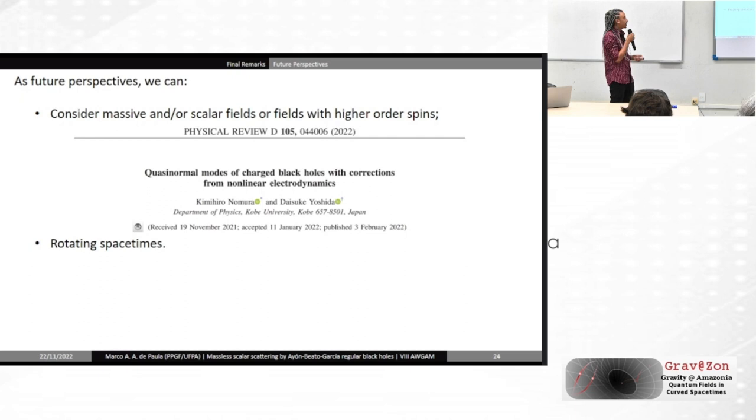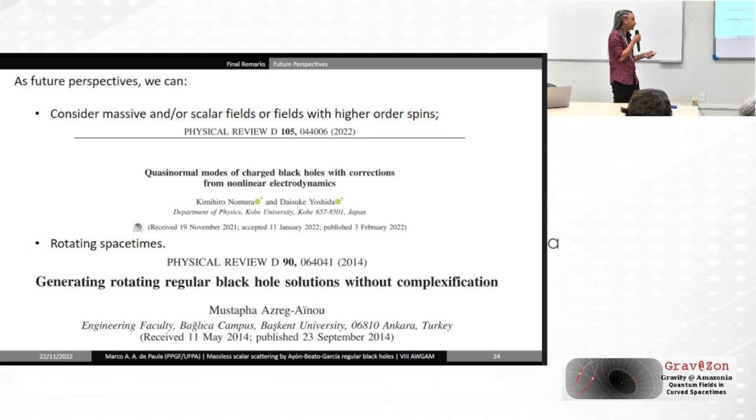And we can also consider rotating spacetimes. Here we have considered a spherically symmetric black hole, but the rotating version of the ABG solution is already known in the literature, so we can also consider the rotating case.